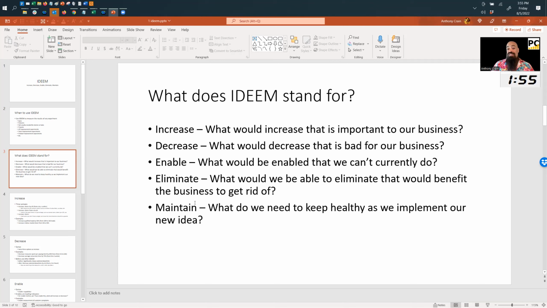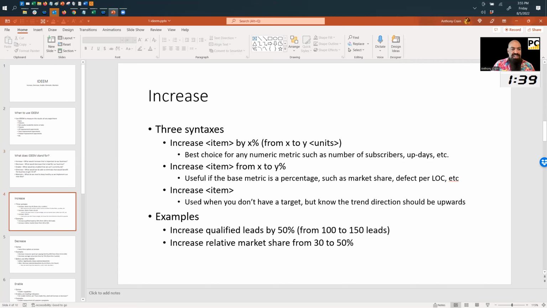So first off, what does it all stand for? We just said it out loud, but here it is. Increase is what would increase that's important to our business. Decrease is what would decrease that's bad for the business, right? Or for whatever the thing is we're trying to improve. Enable is something we can't do, or eliminate something that, man, it'd be great if we didn't have to do that anymore. And maintain, again, is, let's not mess that thing up. Okay, so for the rest of these then, I'm going to quickly spin through them for the first 5 minutes.